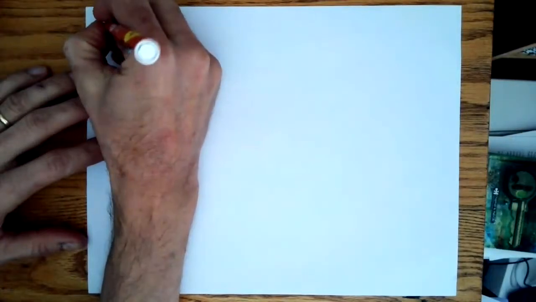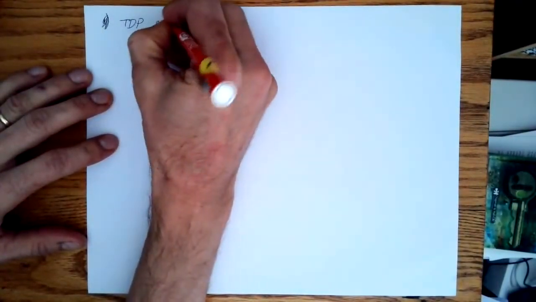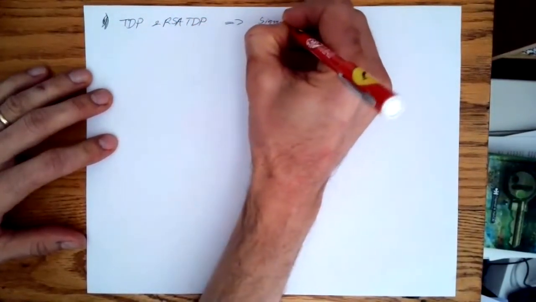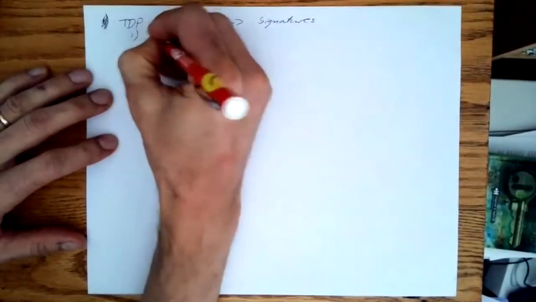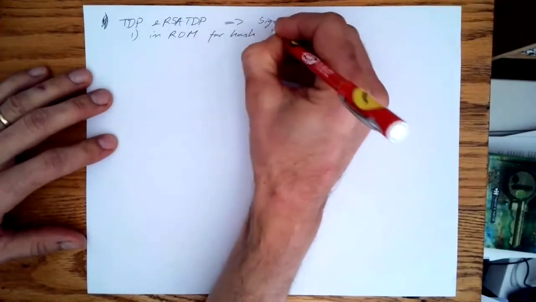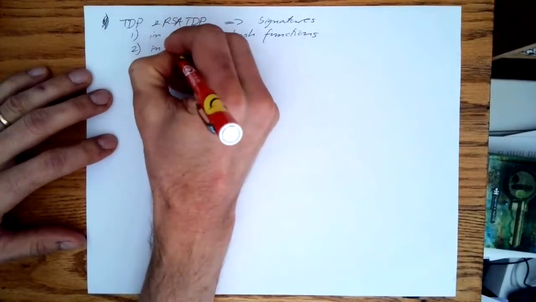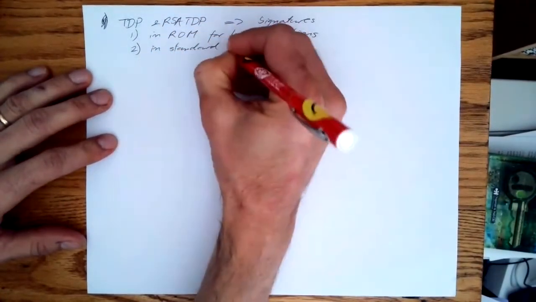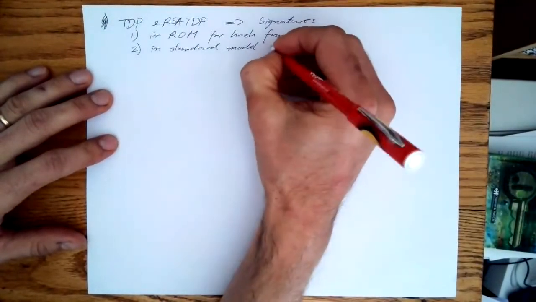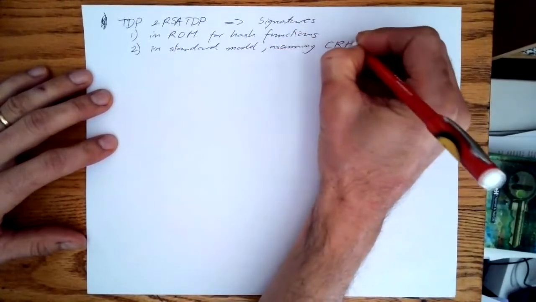From trapdoor permutation and RSA trapdoor permutation to signatures. First, in the random oracle model for hash functions, and secondly, in the standard model. So without funny assumptions of this type, just assuming collision-resistant hash.